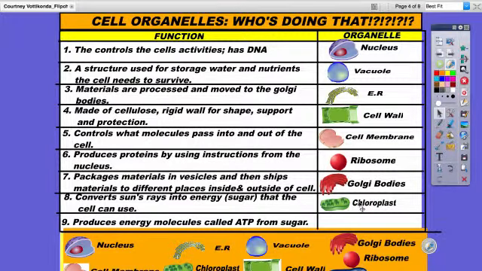Let's move on to the last one, number 9. Produces energy molecule called ATP from sugar. That answer is mitochondria. Remember, mitochondria is mighty, and it produces energy, ATP, energy.